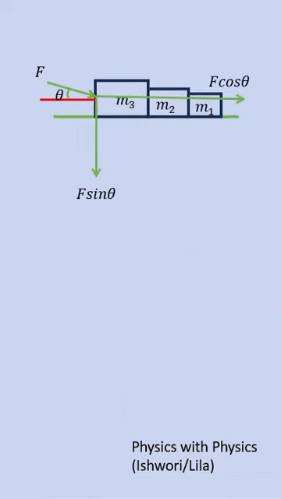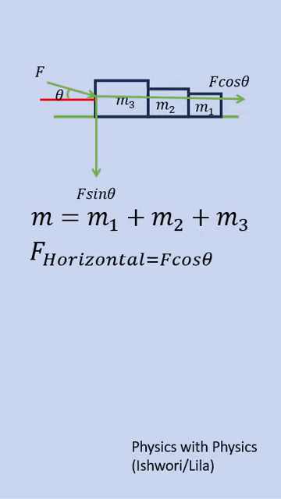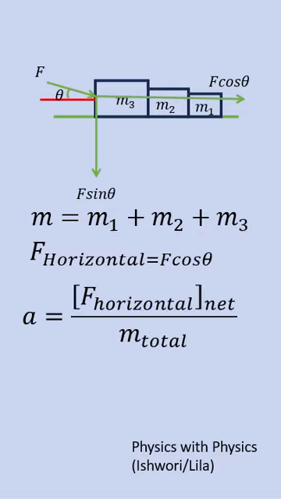Now, the horizontal force acting on the system is F cos theta, and the total mass is m1 plus m2 plus m3. M is the total mass and the horizontal force is F cos theta. Now apply Newton's law of motion. F equals ma. That's why a becomes F cos theta, the net horizontal force, upon M total.